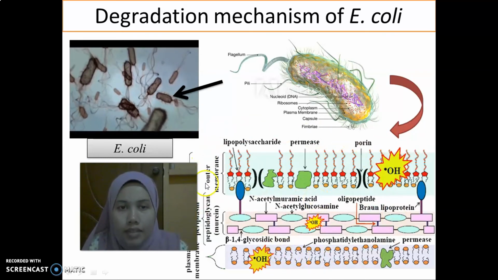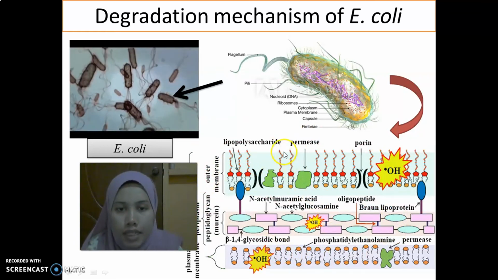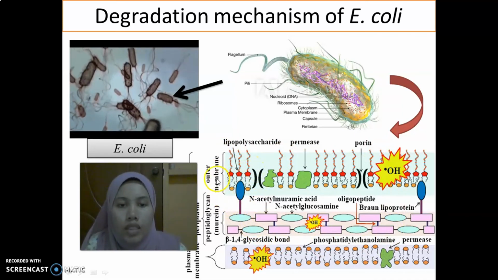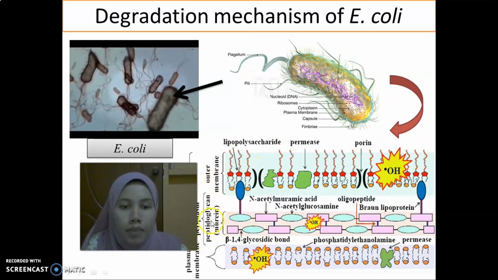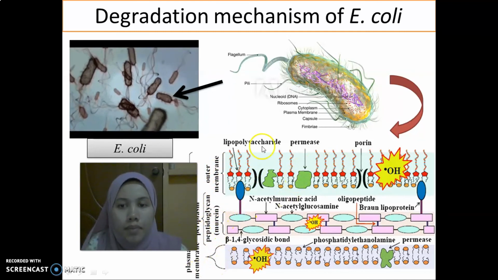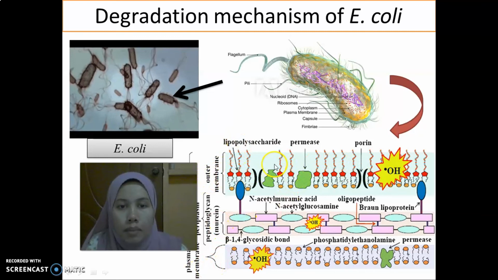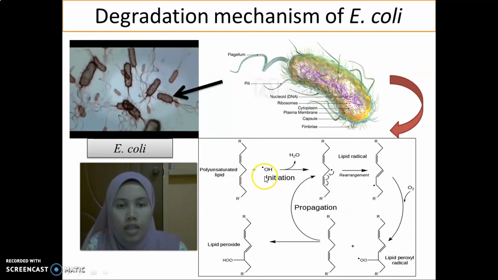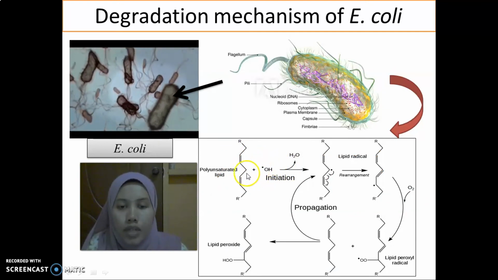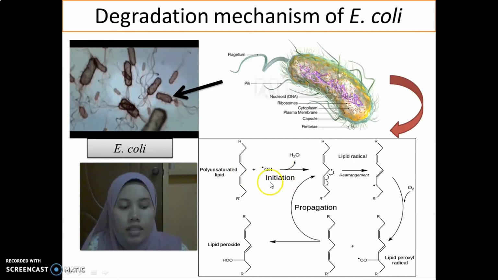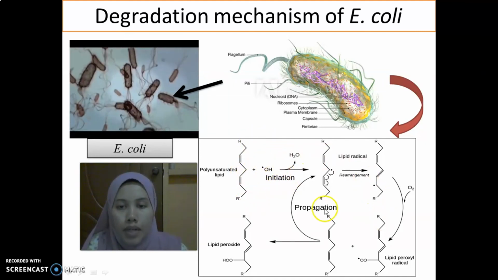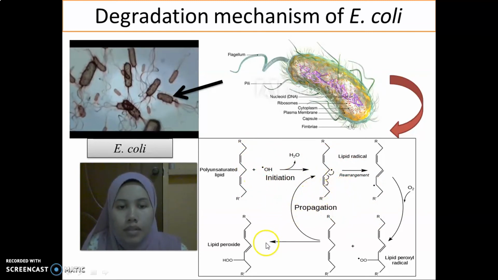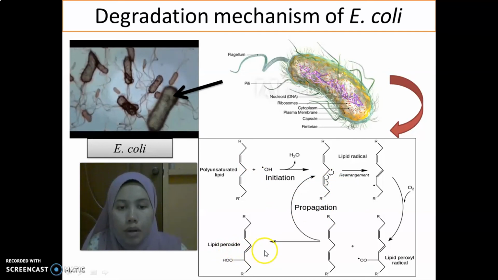To better understand the degradation mechanism, this diagram shows the cell wall of E. coli, which consists of the outer membrane, peptidoglycan, and plasma membrane. At the outer membrane, lipid peroxidation occurs, where the free radical OH steals an electron from lipid in the cell membrane, resulting in rupture of the cell membrane. The product is lipid peroxide.